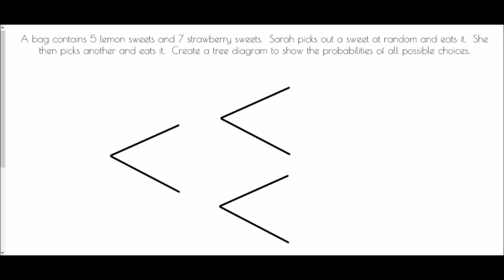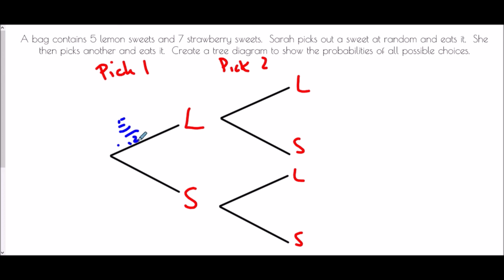So in this case, once again, we do have your first pick and your second pick. But in this case, we could have chosen lemon or strawberry, and we could do that in both situations, in both picks. But when we come to the probabilities, in the first pick, it was 5 lemon or 7 strawberry. So 5 out of 12 for the lemon sweets and 7 out of 12 for the strawberry.